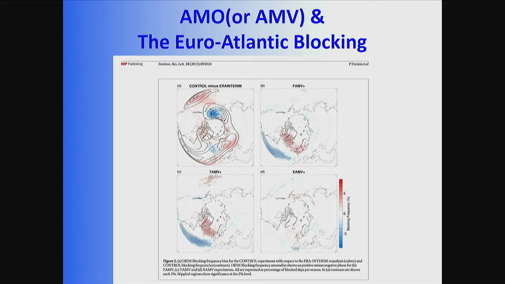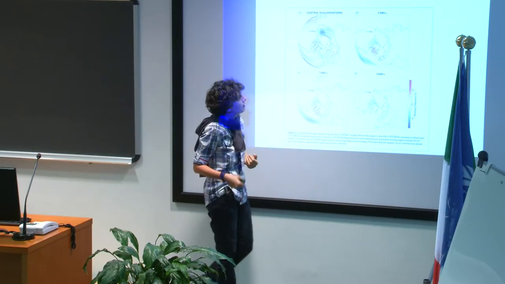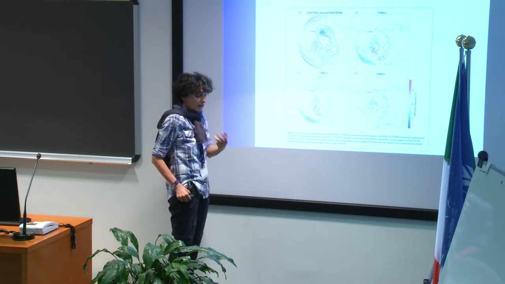So this is the model, and then we can see here the sensitivities to the North Atlantic temperature, so to the AMV, in this case when all the North Atlantic from 0 or 5 north to 70 north has been forced with a positive anomaly, and one can see here that we have more blocking basically over Greenland and over Scandinavia and the UK, which is consistent with what was found previously and also in the reanalysis.